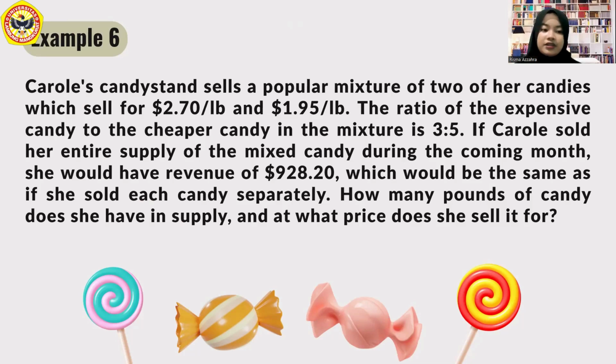If Carol sold her entire supply of the mixed candy during the coming month, she would have revenue of $928.20, which would be the same as if she sold each candy separately. How many pounds of candy does she have in supply, and at what price does she sell it for?